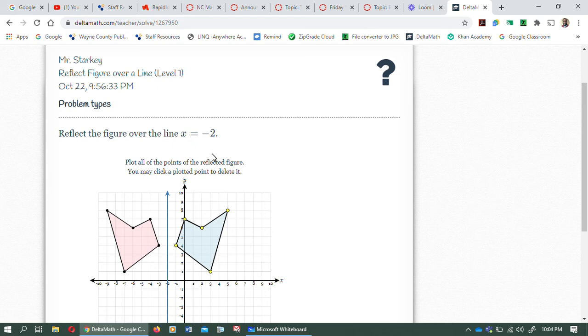I'm not even going to click submit. But again, if you need to delete a point or plot something, if you figure that something's wrong and you need to replot one of those points, just click on it to delete it and put it where it needs to be. All right, that should be that reflection. I'm going to just show you real quick what it would look like if it was a reflection over a horizontal line.